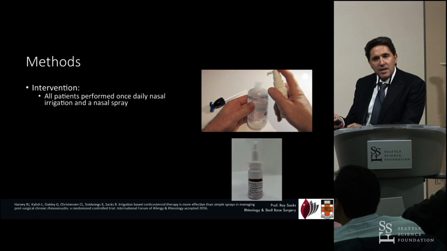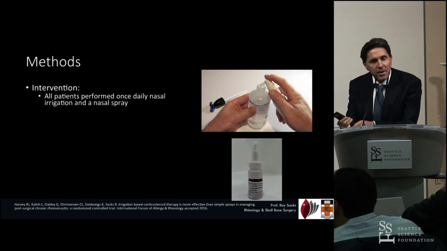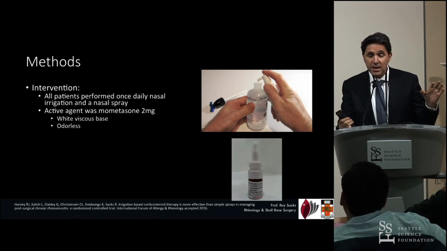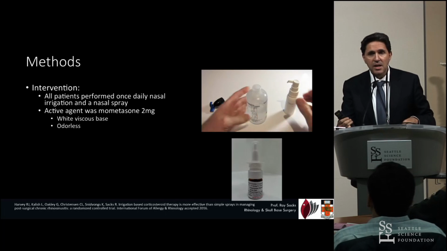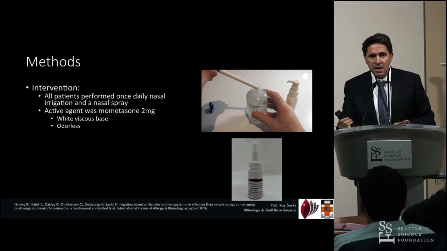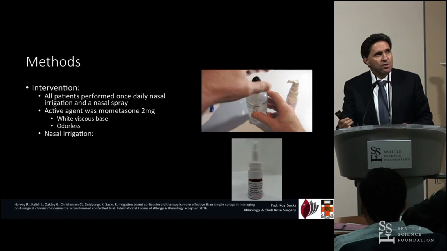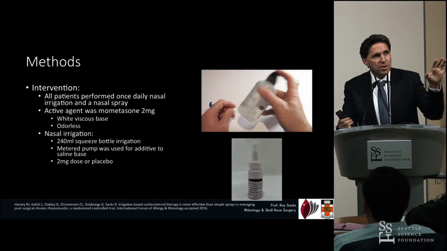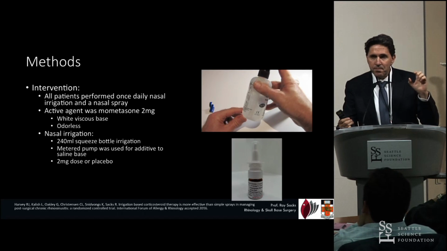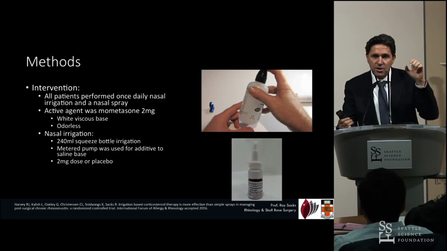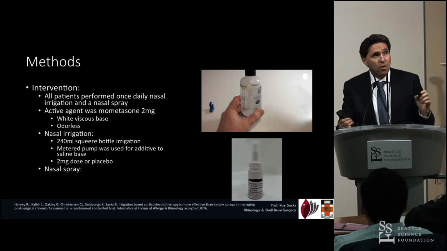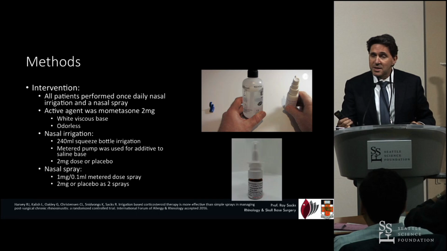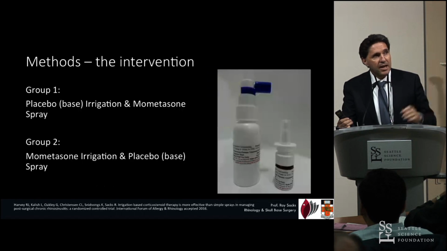And then what was our intervention? Well, essentially, all of them had once daily nasal spray and once daily nasal irrigation. The active agent we used was mometasone, 2 milligrams. It's a very colorless, odorless base, so it was easy to use. And we used it in a nasal irrigation bottle, a 240 ml squeeze bottle, and we used a little pump action to give them 2 milligrams of either mometasone or placebo. Similarly with the nasal spray, it was 1 milligram per 1 ml of metered dose spray, using 2 sprays, again 2 milligrams.